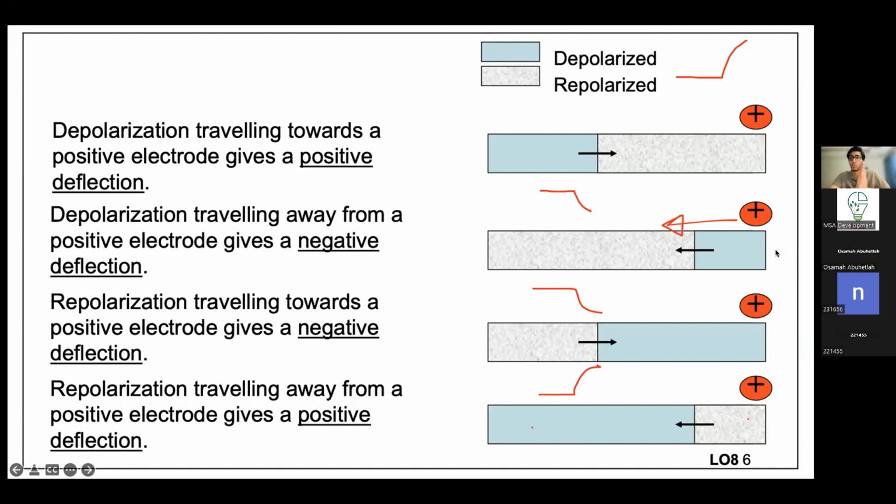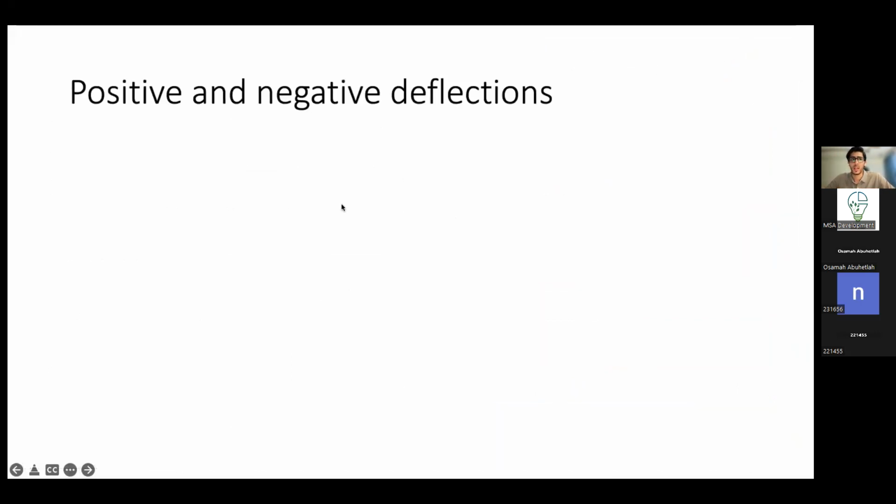So depolarization towards a positive electrode, up. Depolarization away from the positive electrode, down. Repolarization towards a positive electrode, down. Repolarization away from the positive electrode, up. So depolarization towards positive means positive deflection, the tracing going up. Don't just memorize the word deflection. I just meant to say that the trace is going to go up. Now we're going to move on. You have positive and negative deflections. This is basically a summary of everything that I've said earlier.